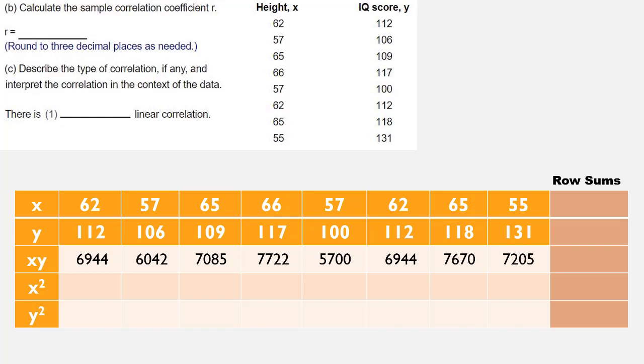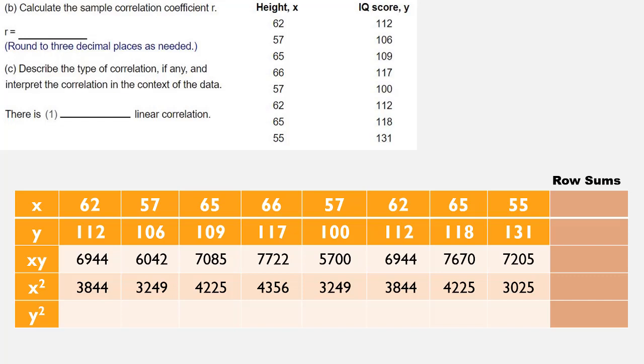Then I square my x's. 62 squared is 3844. 57 squared is 3249. 65 squared is 4225. 66 squared is 4356. 57 squared is 3249. 62 squared is 3844. 65 squared is 4225. And 55 squared is 3025.